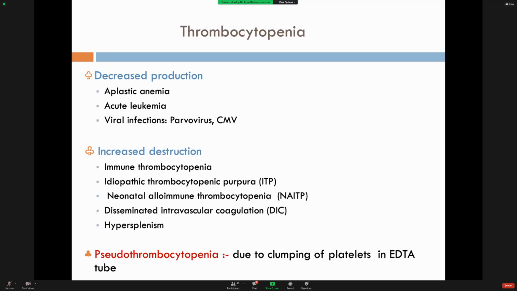Decrease in numbers either due to decrease in production when we have aplastic anemia, acute leukemia, viral infection, parvovirus, CMV, or increased destruction of platelets, if there is immune thrombocytopenia or idiopathic thrombocytopenic purpura or neonatal alloimmune thrombocytopenia, disseminated intravascular coagulation, or hypersplenism. All of these can increase the destruction of platelets, and the end result will be a thrombocytopenia.